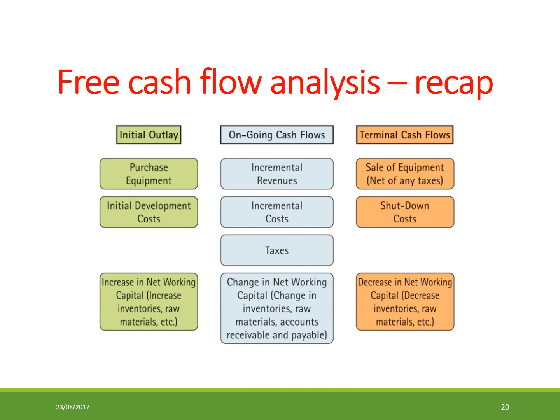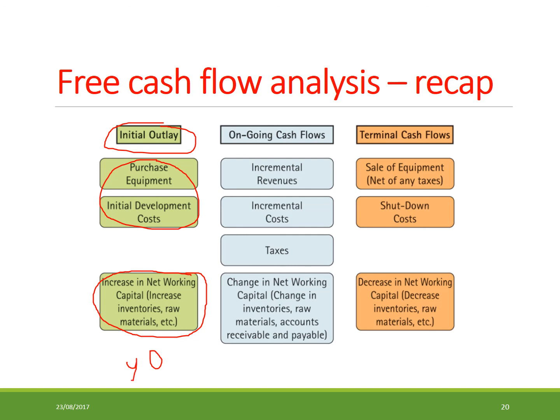To summarize, there are three types of cash flows that we have to be aware of in the free cash flow analysis. We have our initial cash outlay. This is our initial investment, when we buy machines, buildings, and so on. Also, before we start the project, we have to buy inventories, so raw materials and so on. Our investment happens in year 0. This is the capital investment, and this is the short-term investment in inventory.